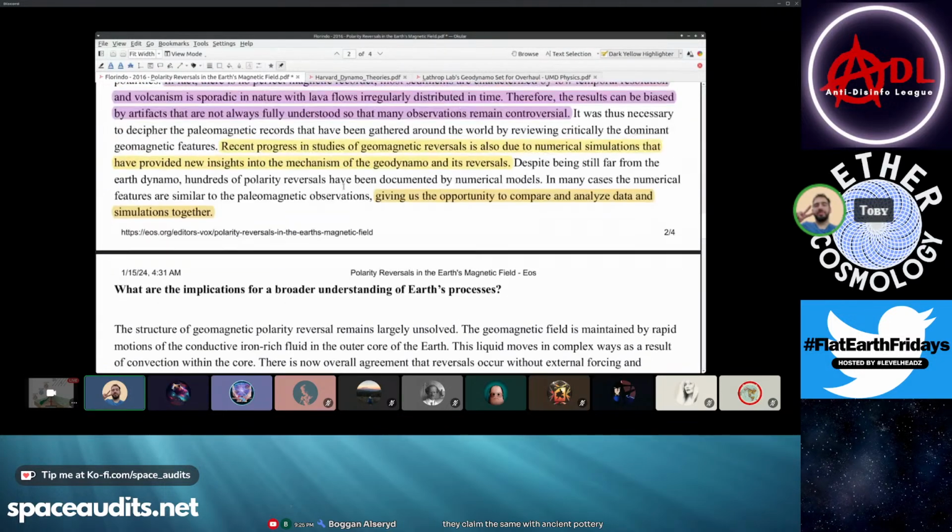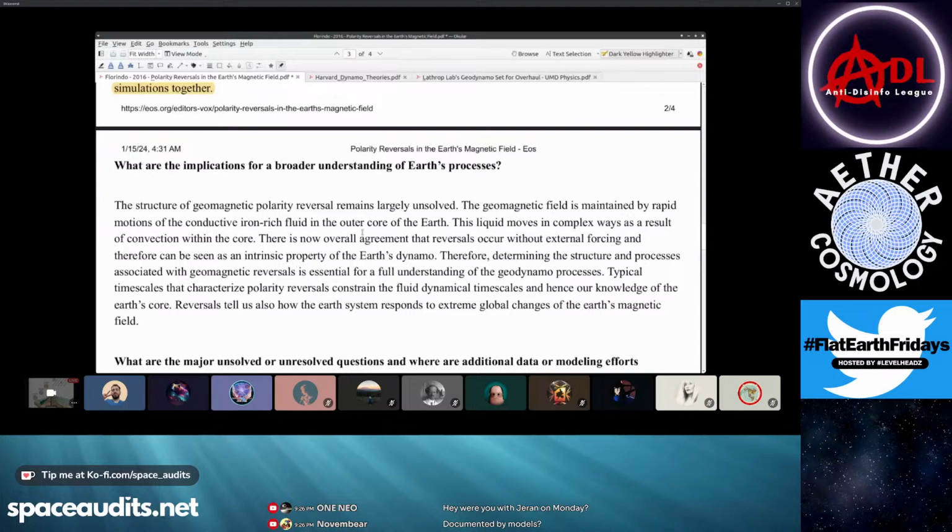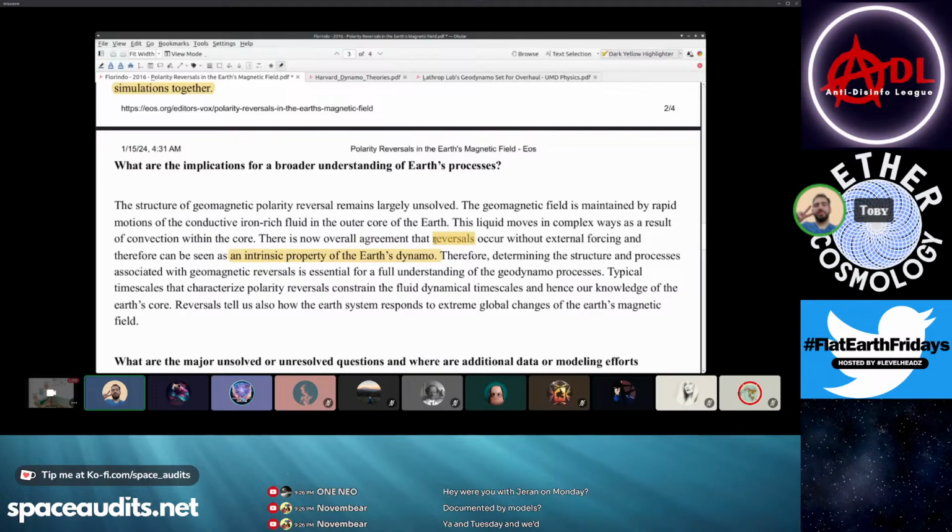The structure of geomagnetic polarity reversal remains largely unsolved. The geomagnetic field is maintained by rapid motions of the conductive iron-rich fluid in the outer core of the Earth. This liquid moves in complex ways as a result of convection within the core. There is now overall agreement that reversals occur without external forcing and therefore can be seen as an intrinsic property of the Earth's dynamo.